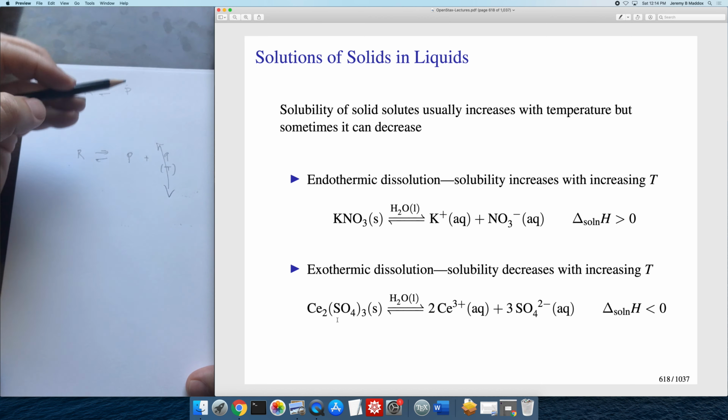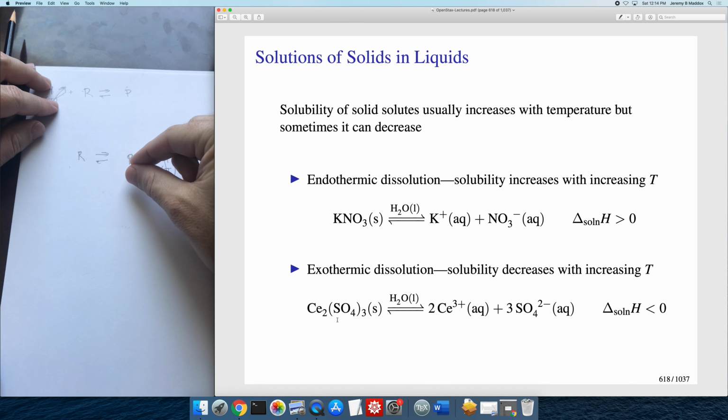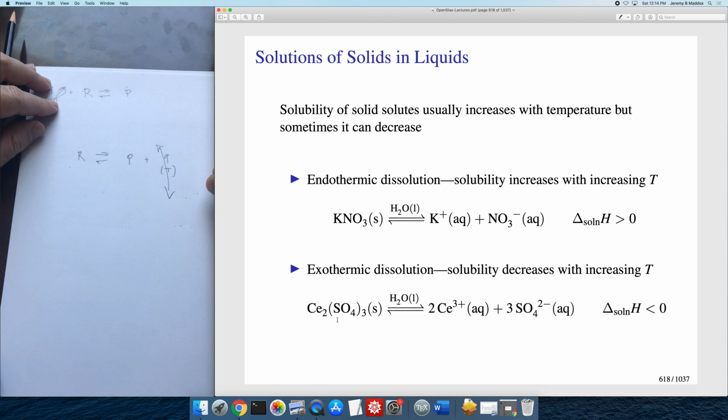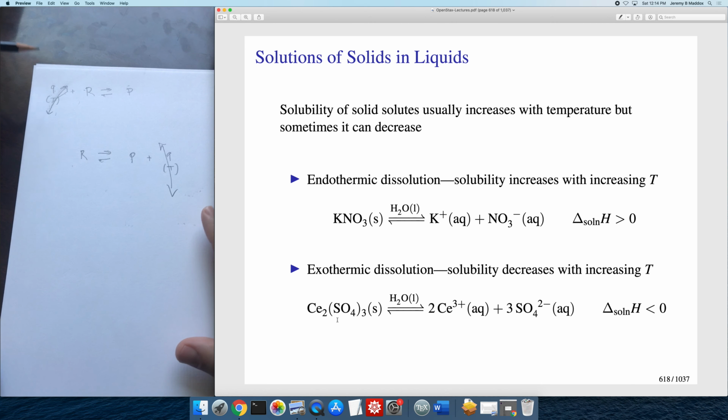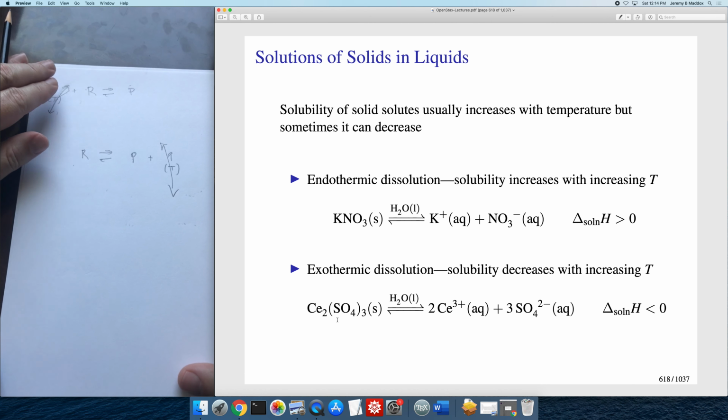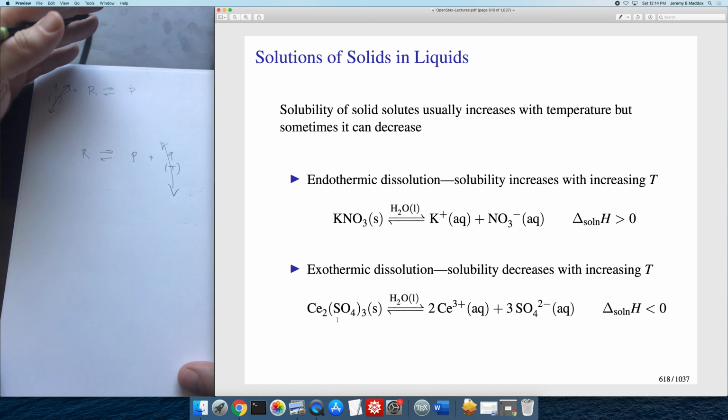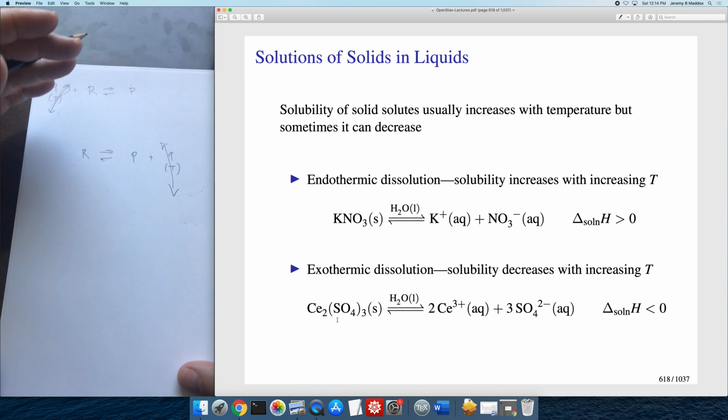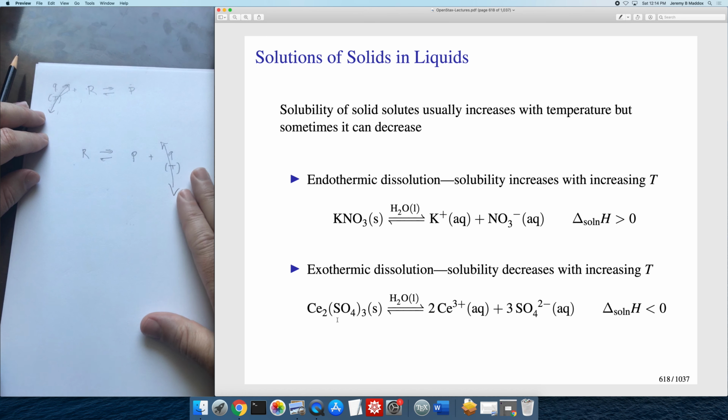Conversely, if you decrease the temperature, that has the effect of pulling you towards the products. So that's going to increase the concentration of the ions. That's going to increase the solubility. So this visual trick works both ways. Whether it's endothermic or exothermic, you just need to know endothermic means that the heat term is over here. Then you can figure out what's going to happen if you increase the temperature. If it's exothermic, it's on the other side.